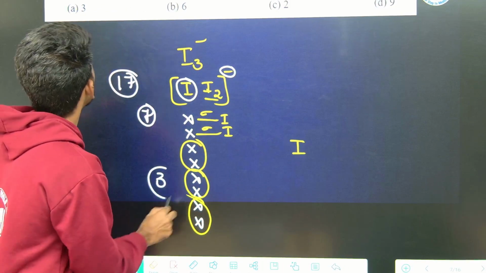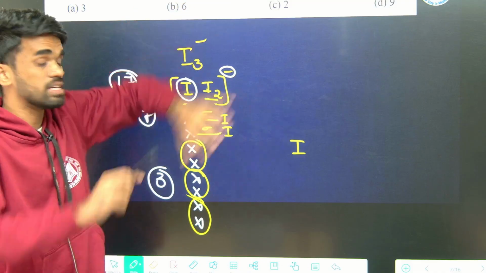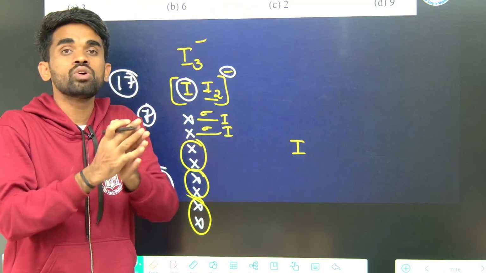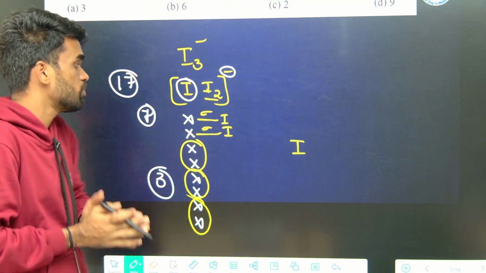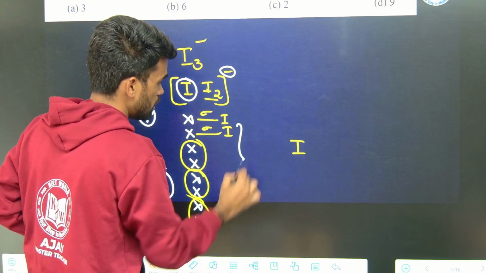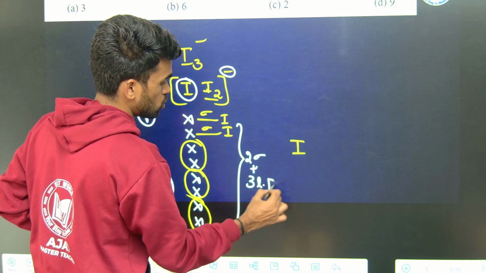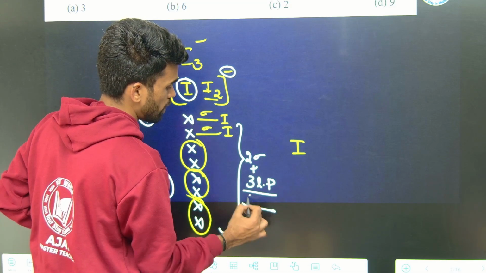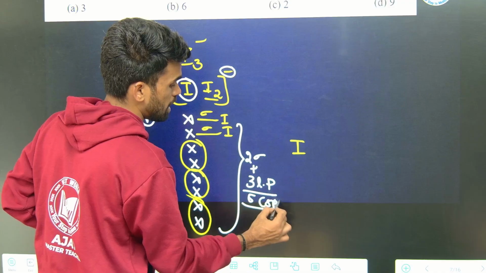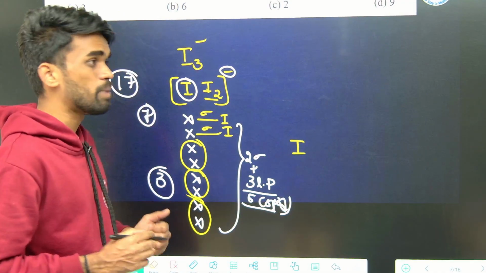3. But they are asking the total number of lone pairs of electrons in I3 minus, which means consider the whole molecule and answer the question. So in order to do that, just look here. See, totally you have 2 sigma bonds plus 3 lone pairs. So total 3 plus 2, 5, right? So 5 means you are going to get sp3d hybridization. It means it will have trigonal bipyramidal geometry.